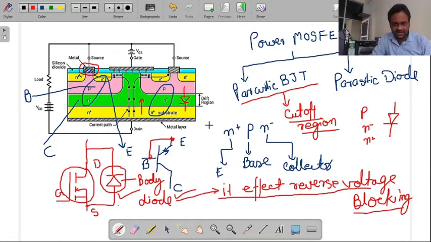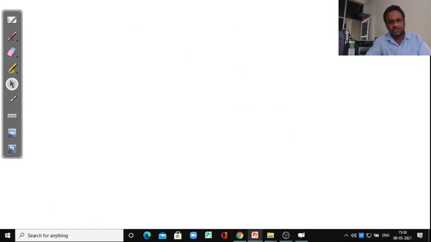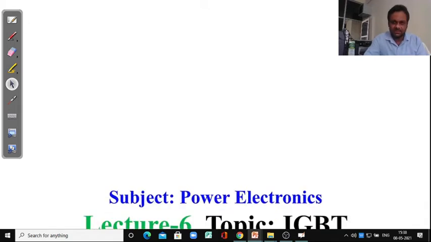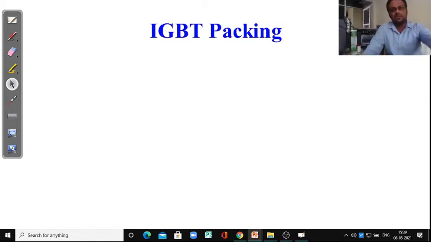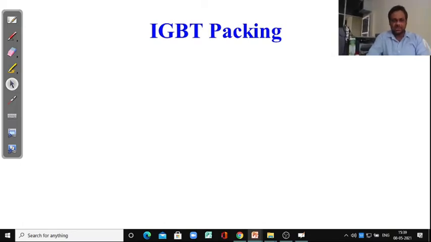Okay, moving towards the IGBT. So let us start lecture number 6, discussing the IGBT. Today's topic. Before going to the IGBT, firstly we explain the IGBT packaging, how we find this IGBT in the market.